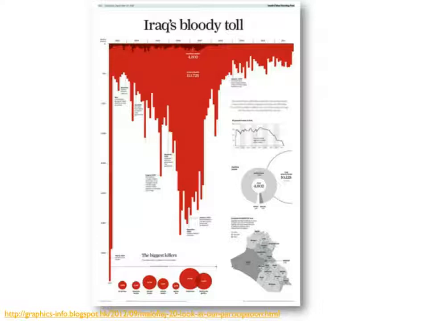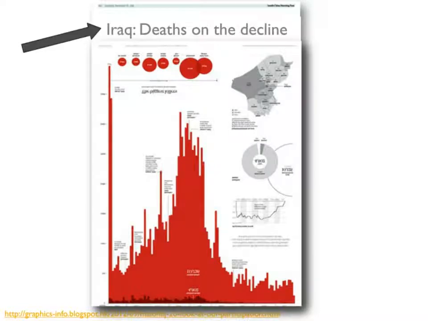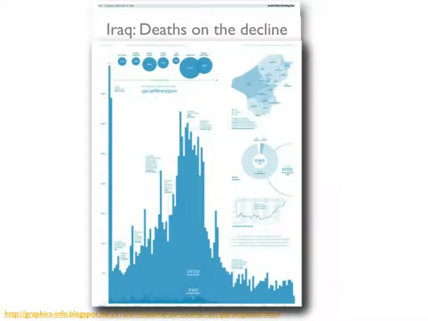Now I want to change 3 things on this graphic without actually changing the data at all. The first thing I'm going to do is turn the bars around so they're in the more conventional way, pointing upwards. The second thing, thinking back to Brinton, is good use of text and labeling, and change the title to Iraq, Deaths on the Decline. Because when you point those bars upwards, it also looks like, yeah, there was a really bad period, but things have really changed. And finally, I'm going to change the color of the bars to a neutral blue.